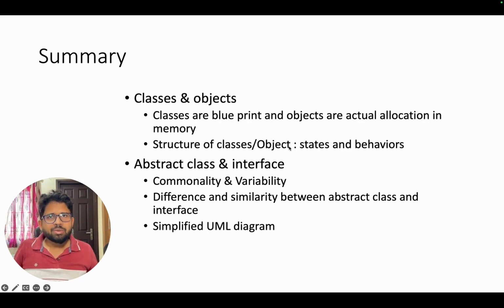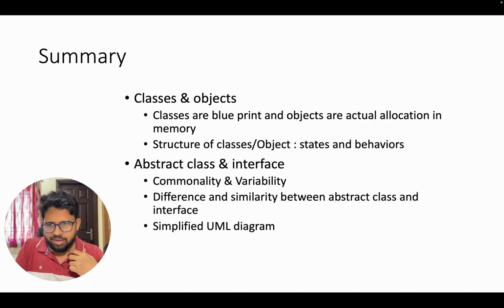So that brings us to the end of the video. In this video, we talked about classes and objects. We saw the structure of the class, how the class looked like, what are the states and the behavior of classes and objects. Then we talked about the commonality and the variability part. This will be extremely important when designing a low-level system. So we'll keep that in mind. And we also talked a bit about the UML diagram.